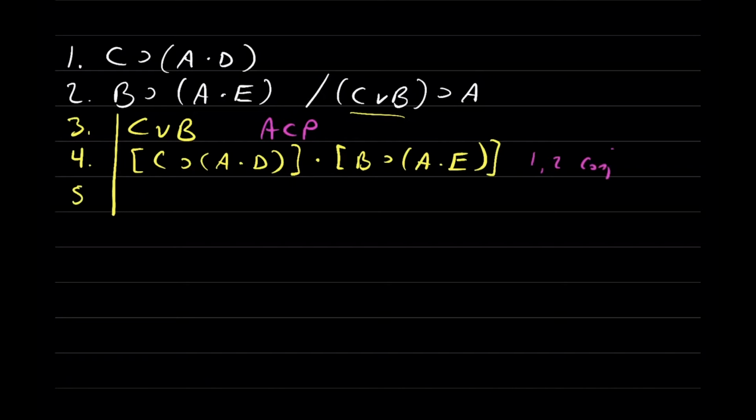Line 5, still inside the scope of this vertical line. I can do constructive dilemma, and that will give me A and D, or A and E. And that's going to follow from lines 3 and 4 by constructive dilemma.